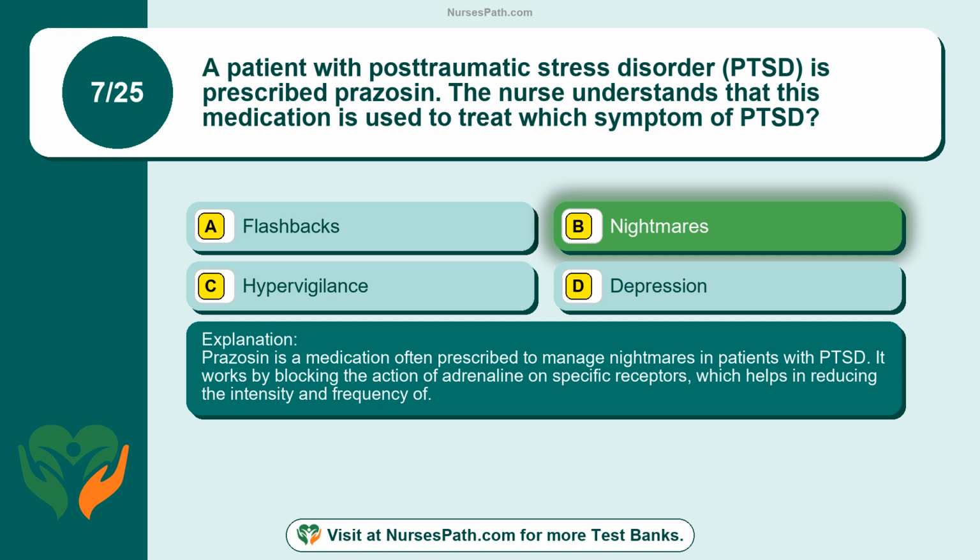Prazosin is a medication often prescribed to manage nightmares in patients with PTSD. It works by blocking the action of adrenaline on specific receptors, which helps in reducing the intensity and frequency of nightmares.